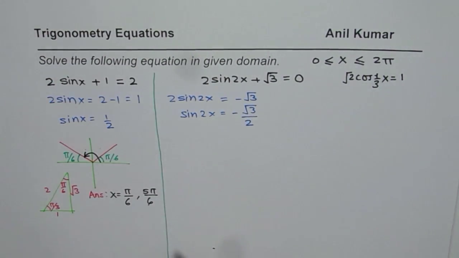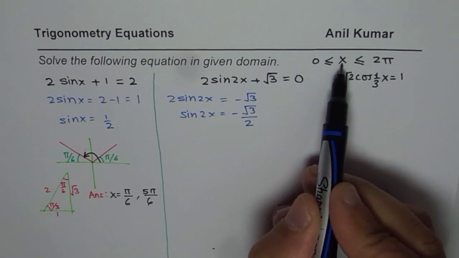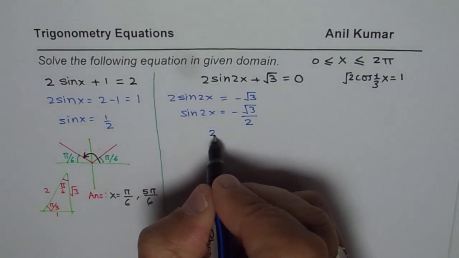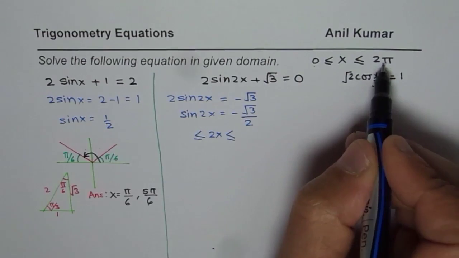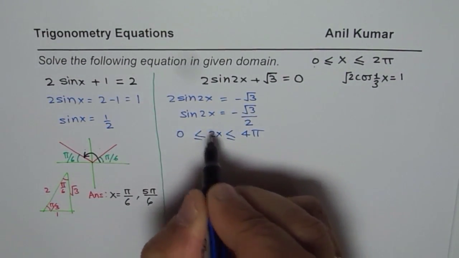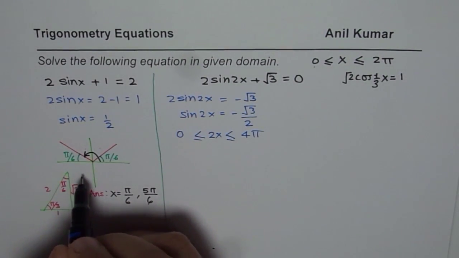Now the argument here is not x, but it is 2x. We know x is between 0 and 2 pi, so 2x should be between what values? We'll multiply both by 2. So we get 0 to 4 pi. That becomes now the domain for 2x. That means two circles. Do you get the idea?